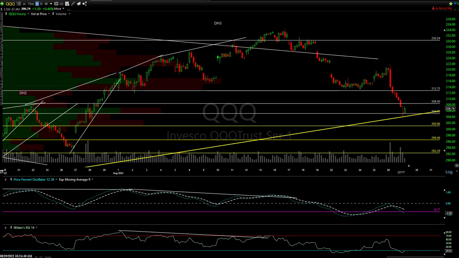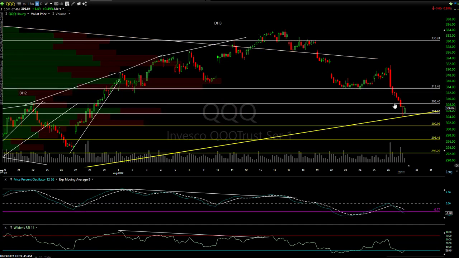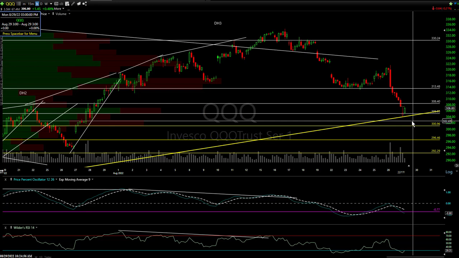Let me go to a different board. I'd say that 312-ish level right there. See all these lows right here? That's a likely, and I'm going to call it my minimum bounce target now. So there's the trend line, and if I measure from here where we were, I remember we were a little lower. I have the pre-market trades turned off.